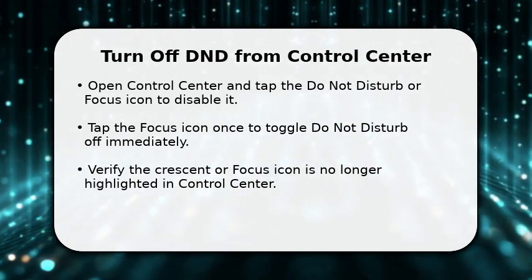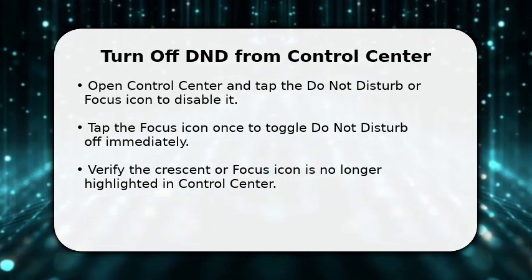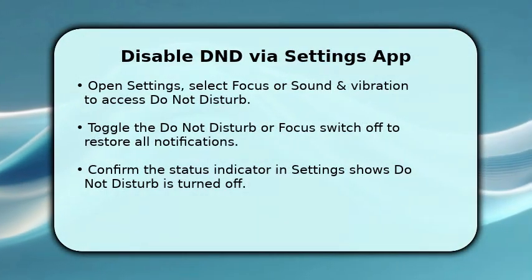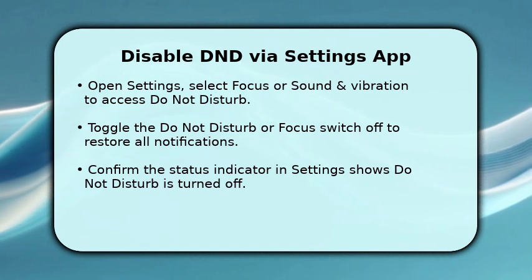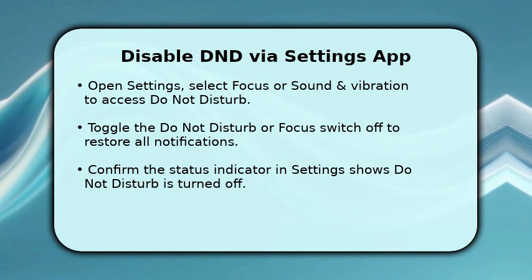Open the Settings app on your phone to access system controls and preferences. Tap Focus on iOS or Sound and Vibration, then Do Not Disturb on Android. You will see a Do Not Disturb toggle or a Focus Master switch in that menu.